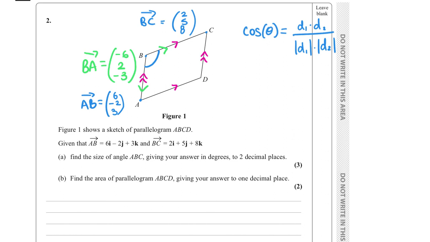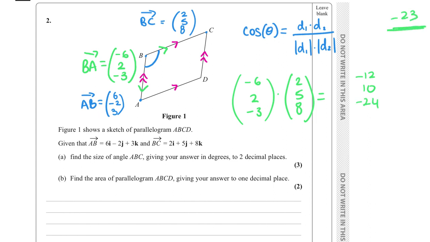So now when we do the dot product, we're going to have -6, 2, and -3 multiplied by 2, 5, and 8. What are we going to get? -12, +10, -24. This is going to give us -23 as our numerator when I add them all up. Okay? Sorry, -26. -26 when I add all these up.